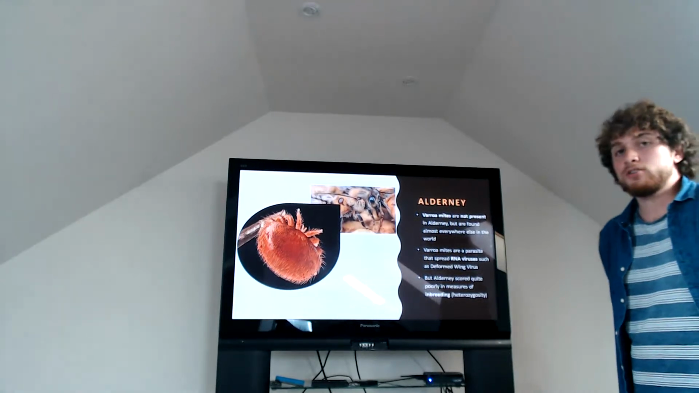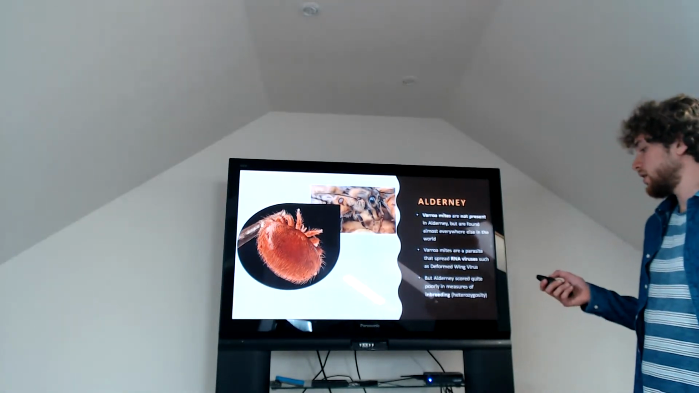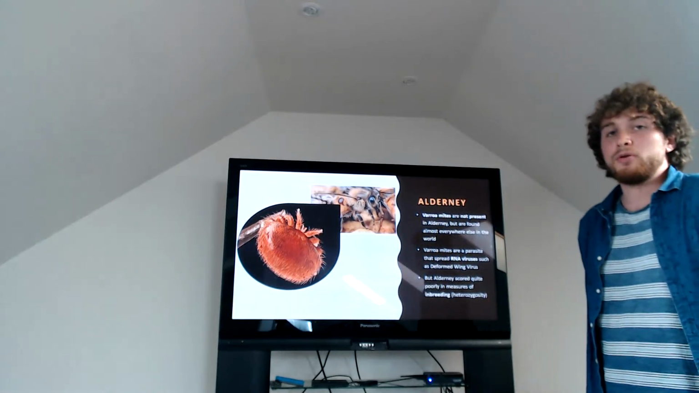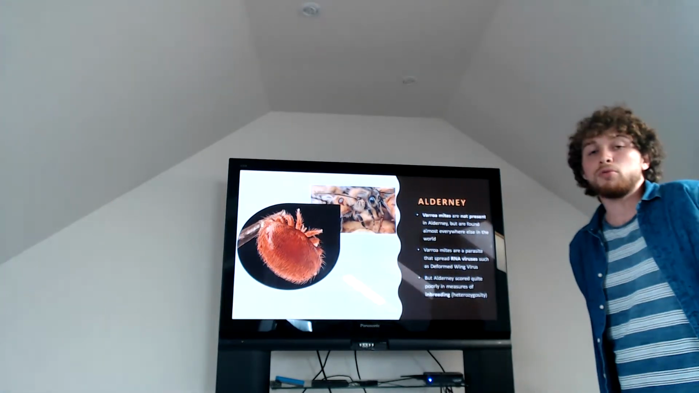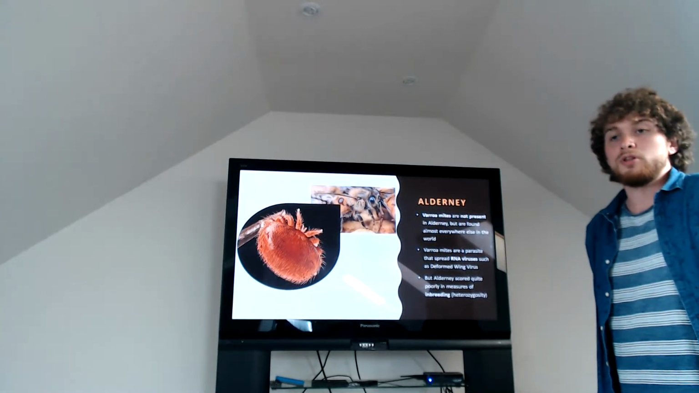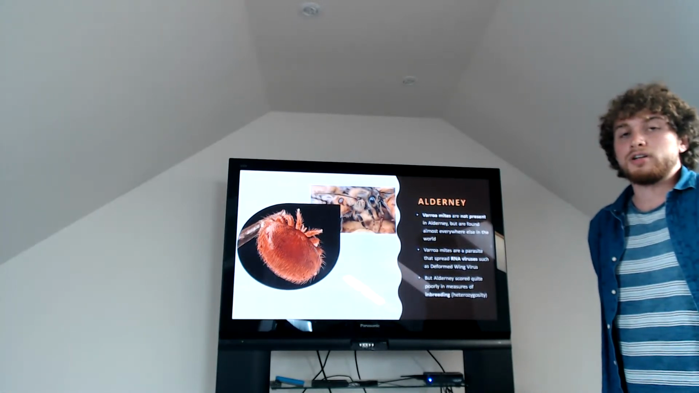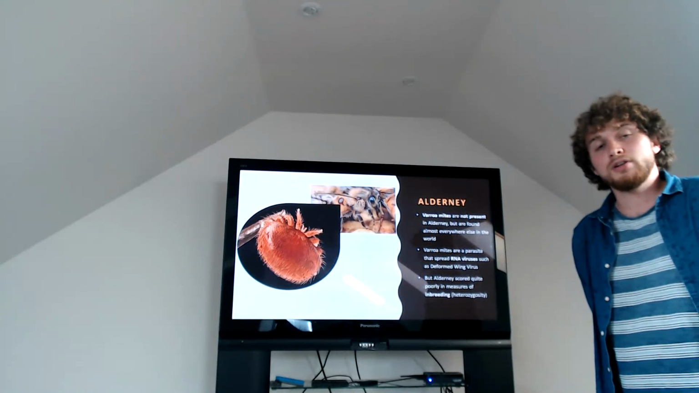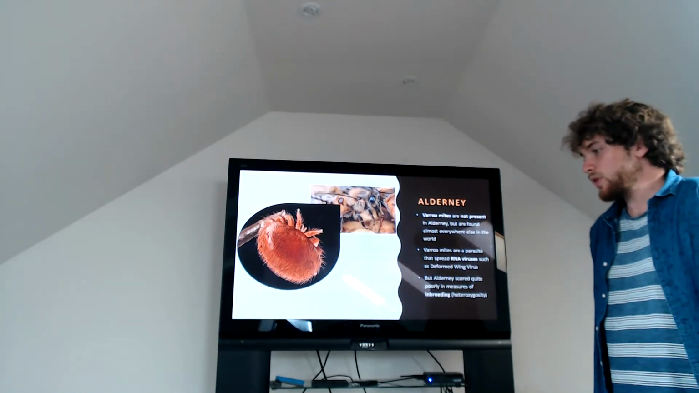So in particular, what's really interesting about Alderney is that we don't have the varroa mite. They're found almost everywhere in the world, and they were the ones originally attributed to be the causal agent for colony collapse disorder. And they vector RNA viruses, including the deformed wing virus, which is a big one.